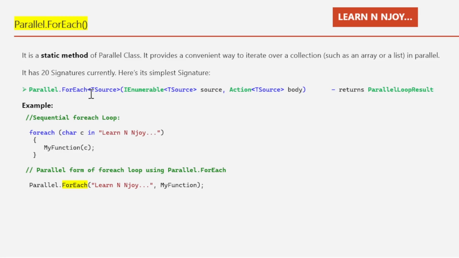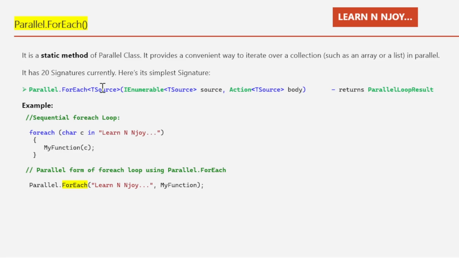So if you see this TSource, what does TSource mean over here? It represents a type parameter allowing the Parallel.ForEach method to work with any type of elements in the source collection. Then if you see the parameters, IEnumerable<TSource> source, this parameter represents the source collection over which the loop will iterate. It's an IEnumerable<TSource> type, meaning it can be any collection that implements the IEnumerable interface. Then we have Action<TSource> body. This parameter represents the action to be performed on each element of the source collection. It's basically a delegate that takes an element of the type TSource as a parameter and returns void.